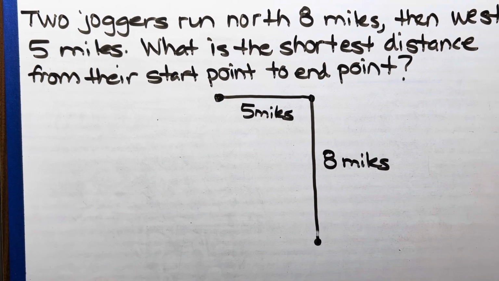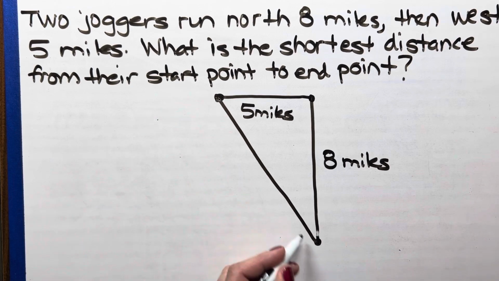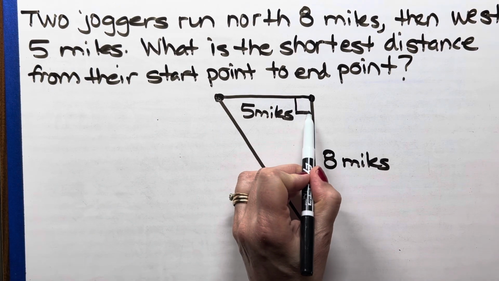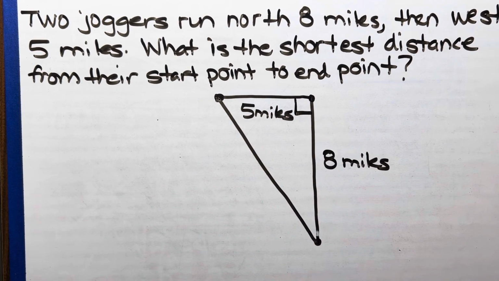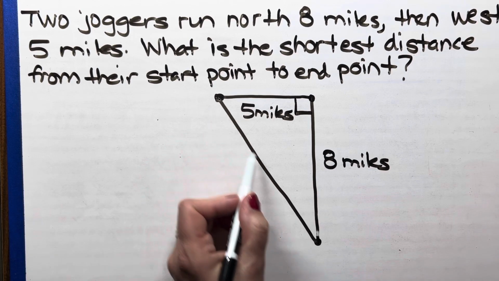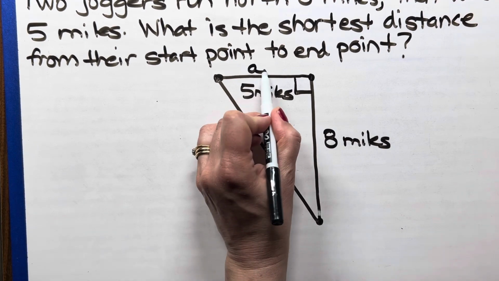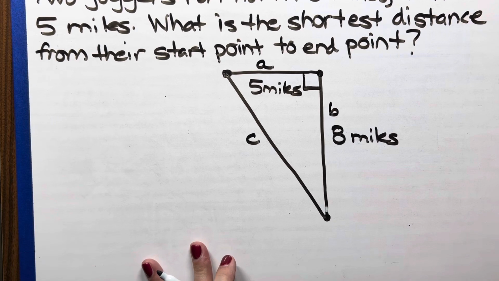The question asks me, what is the shortest distance they could get from their start point to their end point? So the shortest distance is from the start point to the end point. This is the hypotenuse of my triangle. My right angle is here because they turned from going straight north to west. That's a 90-degree turn. So this hypotenuse distance, if you remember from our formula, the legs are the A and the B. So the value I'm trying to find is the C.